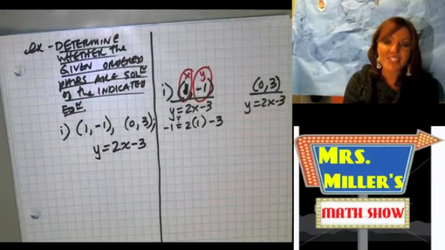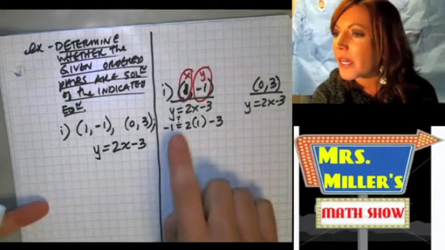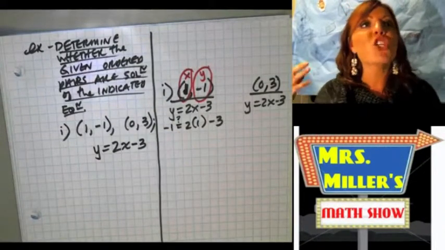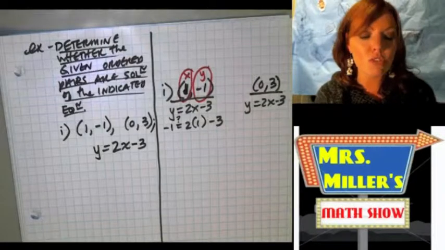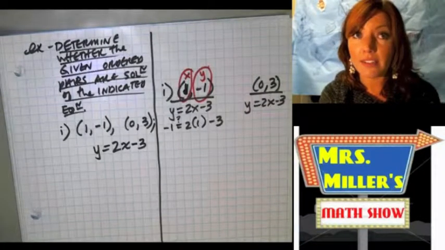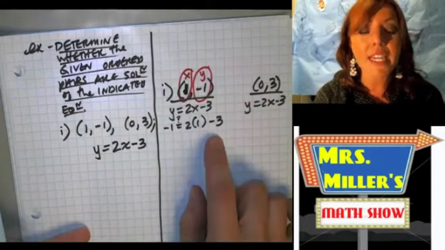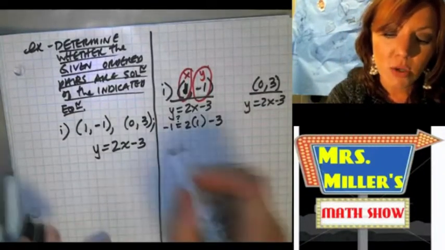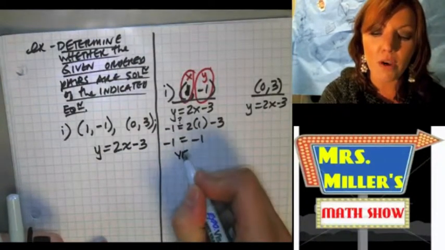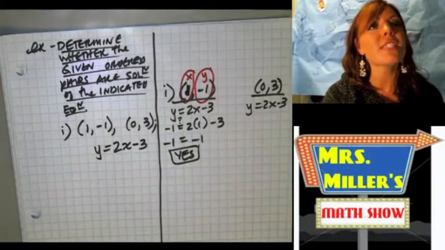Okay, so I'm putting a question mark here because I want to test out to see whether this ends up being true. So, everybody shout it out. Ready? What is 2 times 1? 2. Minus 3 is? Negative 1. Is that the same on the left and the right? Yes, so that one works. All right, how about the second one?